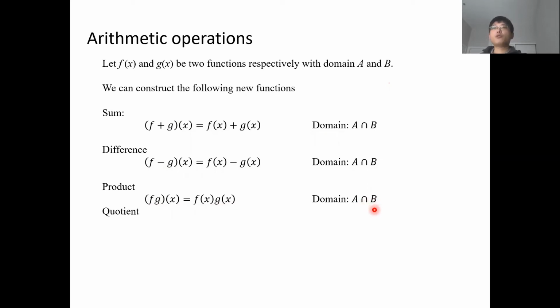Okay, but for the quotient function, the situation will be slightly different. The quotient f over g is a function sending x to the quotient of f of x over g of x. Well, in order to make sense of this, first x has to be sitting in the domain A intersect B over here. But moreover, we need to make sure that g of x does not take 0. So that's why the domain for this will have the additional requirement that g of x is non-zero.